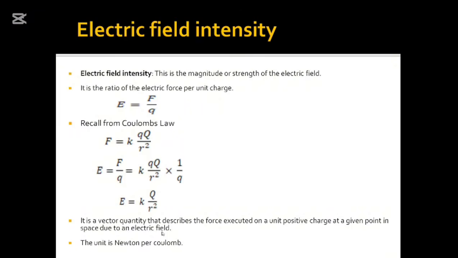And the unit of electric field intensity is Newton per coulomb. How is it Newton per coulomb? Remember that from the mathematical definition, E equal to F over Q, F, which is force, is measured in Newton. Q, which is charge, is measured in coulomb. And we'll say that electric field intensity or electric field strength is force per unit charge. That means in terms of units, we'll have Newton per coulomb. And that is how we got the unit of electric field intensity as Newton per coulomb.